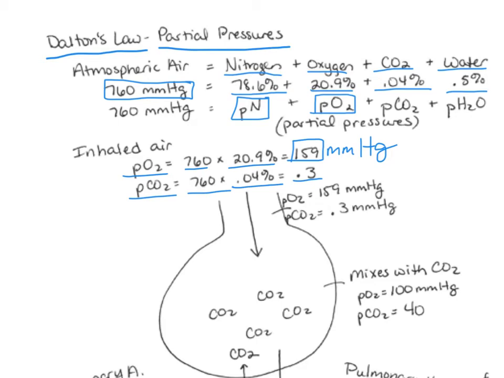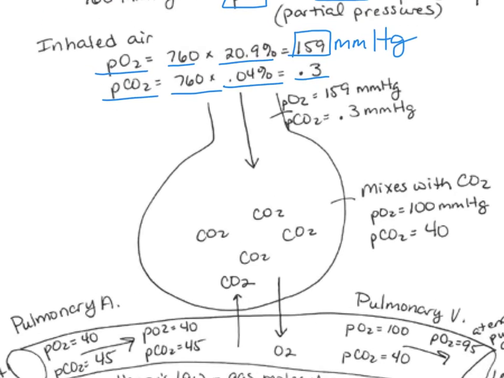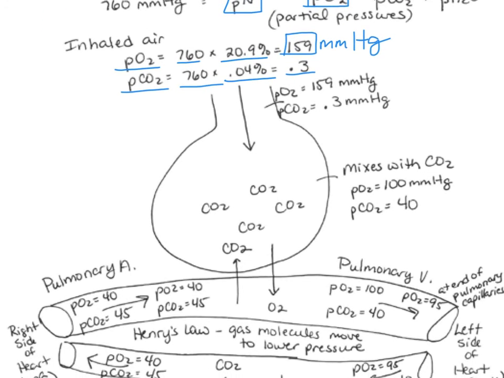Okay, so let's look at the alveolus then, right? So we have 159 millimeters of mercury of oxygen. That's the partial pressure of oxygen coming into the alveolus. Now, in the alveolus, we still have air remaining in there. So there's a lot of carbon dioxide in there that's just still remaining. It hasn't all been pushed out of the alveolus. So the oxygen has to mix with all those carbon dioxide molecules.